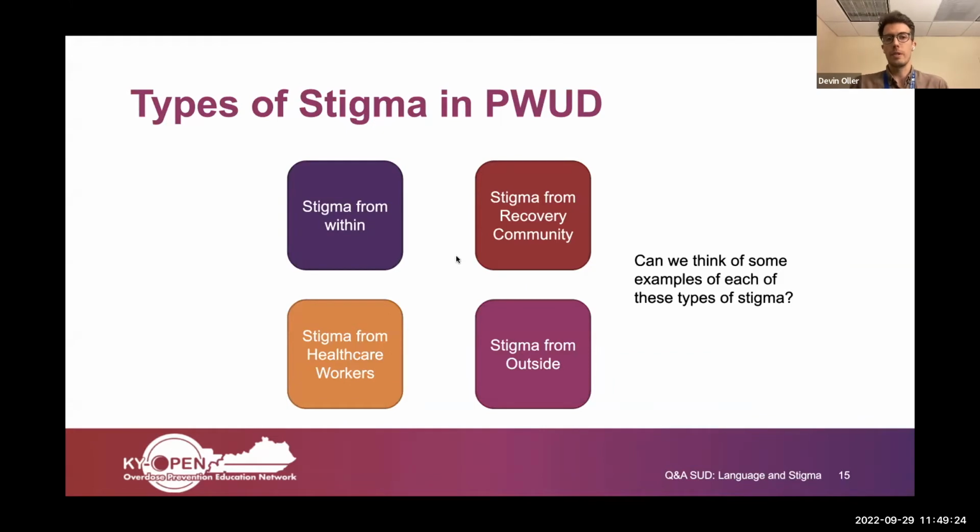There are really 4 different types of stigma that people who use drugs face. Really 4 categories. There's of course different types within these categories. There can be internalized stigma, and that's often after years of hearing and engaging with recovery communities or healthcare workers or just society in general and their views of drug use. But then it becomes internalized. Stigma from the recovery community, and we have a case talking about that in a little bit more detail. Stigma from healthcare workers and stigma from just the overall community.